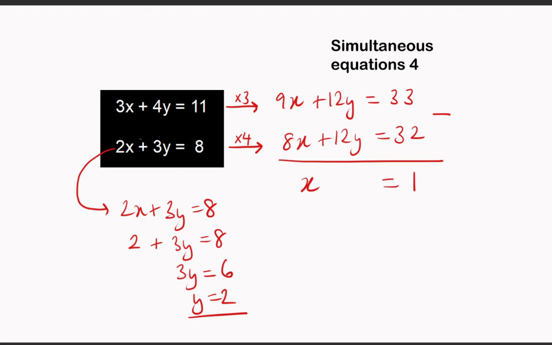We can check that if we want to. 3 times 1 is 3. 4 times 2 is 8. 3 plus 8 is 11. 2 times 1 is 2. Plus 3 times 2 is 6. 2 plus 6 is 8. So it does actually work.